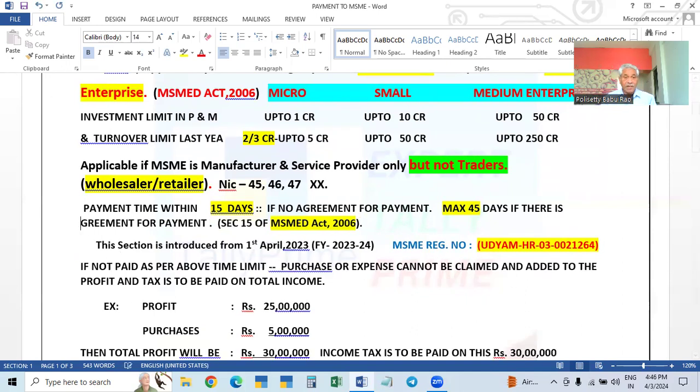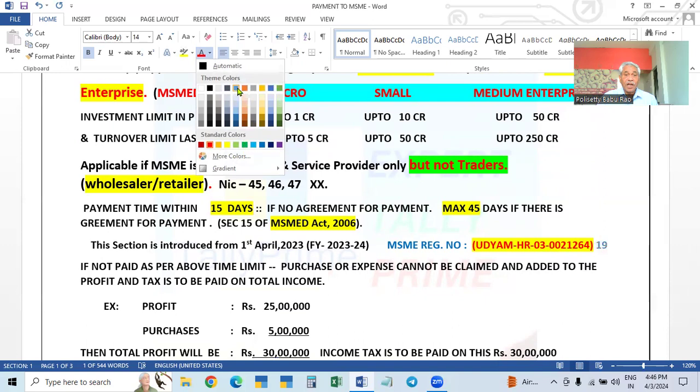So the registration number contains 19 digits. I'll note it down here: the registration number contains 19 digits. So this is the number, and we will use it later. I will show you the necessity of using that.